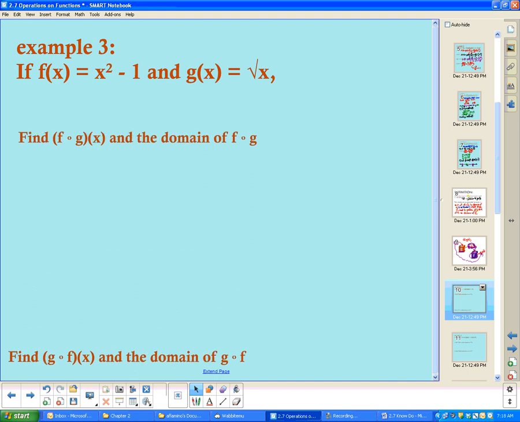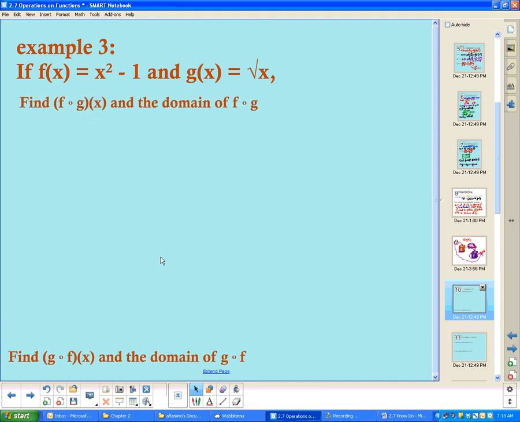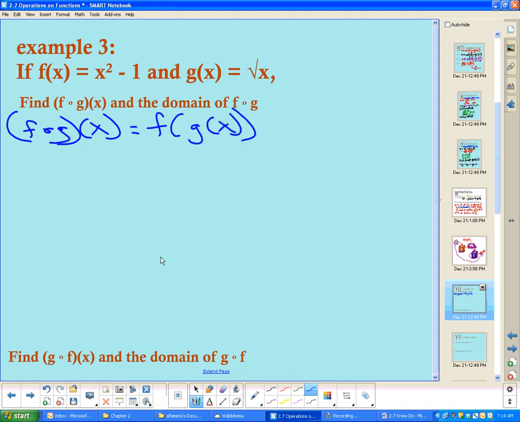Let me slide that out of the way. So here's our third example. If f of x equals x squared minus 1 and g of x equals the square root of x, find f open circle g of x and its domain. We would rewrite f open circle g of x as f of g of x, which really says we're putting the function g into the function f. The function g is defined as the square root of x, so simply by substitution, that gives me f of the square root of x. I can do that because I see that g of x is equal to the square root of x, so I can make that substitution.